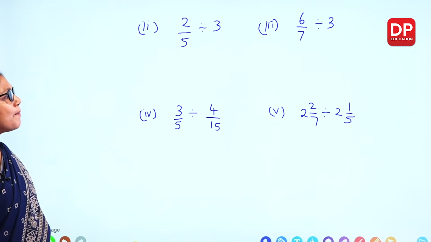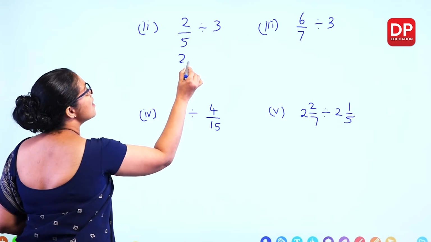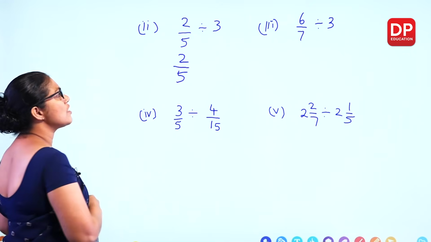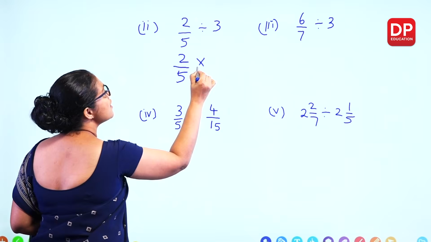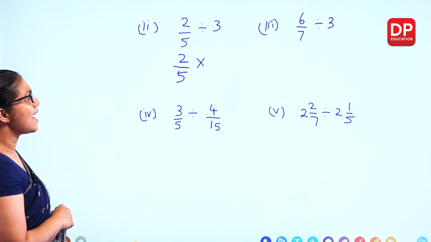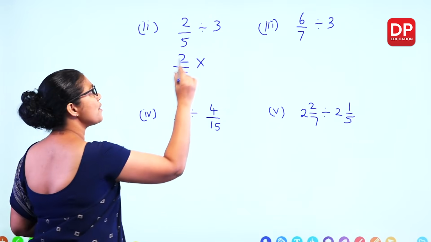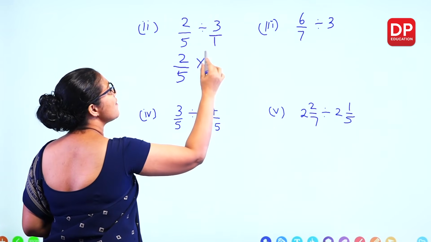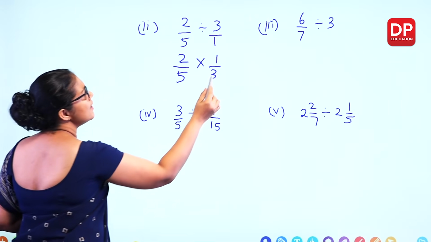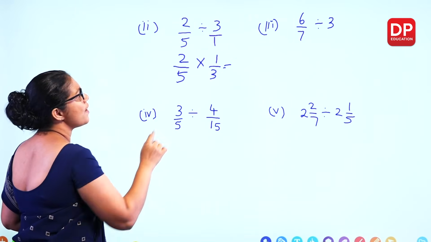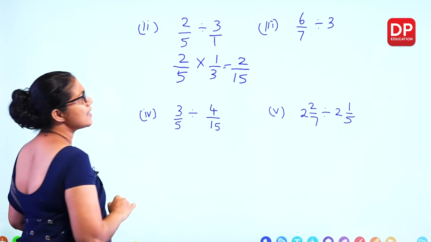So what is the method we are using for division? Keep the first fraction as it is, switch this to a multiplication sign, and then take the reciprocal of 3. 3 I can write as 1 over 3. Now multiply these two fractions. 2 times 1 is 2, 5 times 3, 15.